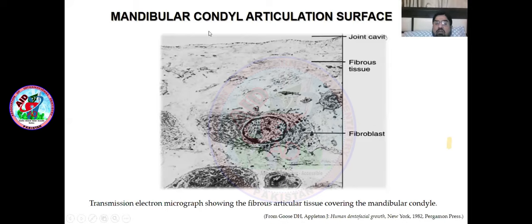And when we see the fibrous layer, I have specially placed this slide for you, that if you see the fibrous layer, big fibroblasts are present here. This is a big area which contains fibroblastic activity all the time, because it is a very good articulation surface. All the time we need the fibrous tissue. So God has created an area where the maximum population of fibroblasts is present.